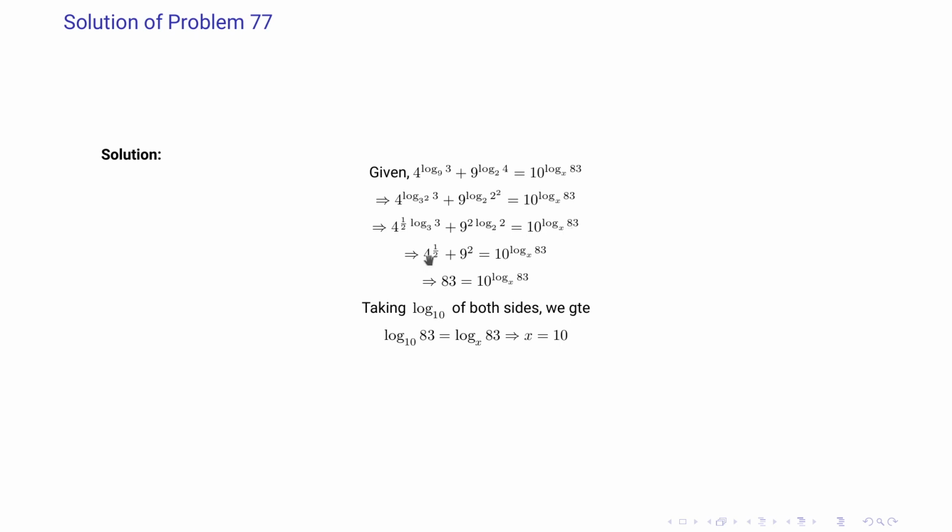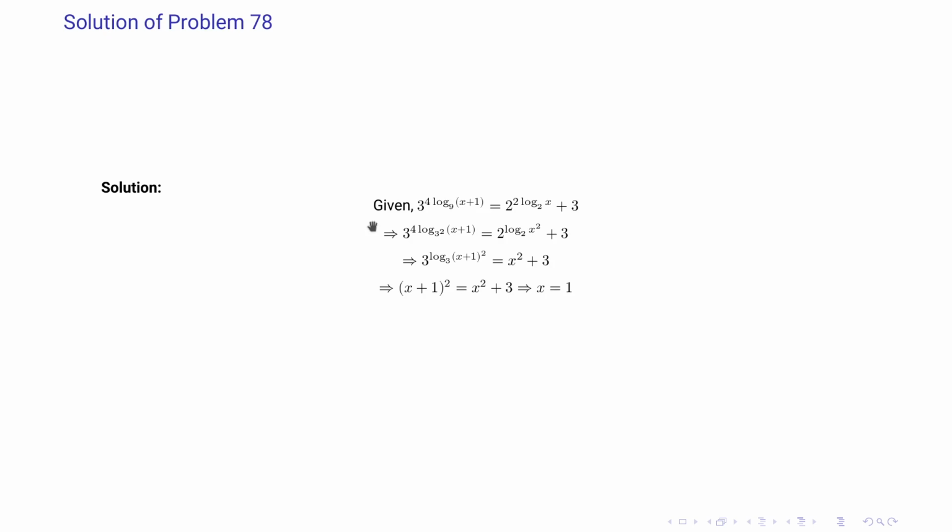So the left hand side becomes 4 to the power half, because log of 3 with base 3 is 1, plus 9 square, is equal to 10 to the power log x 83. So we get 83 is equal to 10 to the power 8 log of 83 with base x. Now we take log of 10 on both sides. We get, there's a typing mistake. Log of 83 with base 10 is equal to log of 83 with base x, that implies x is equal to 10.